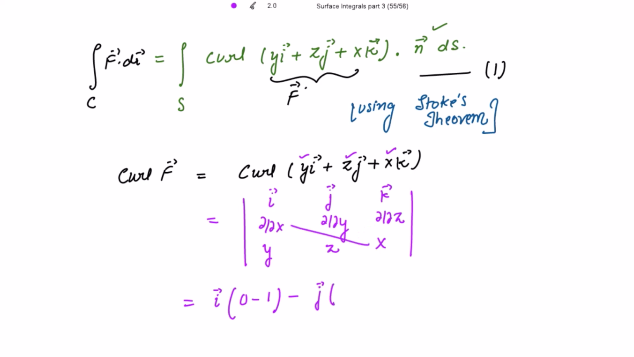Partial derivative of x with respect to x is 1, minus partial derivative of y with respect to z is 0, plus k vector. Partial derivative of z with respect to x is 0, minus partial derivative of y with respect to y is 1. So we get minus i vector minus j vector minus k vector. And still we need to find what is the n vector.